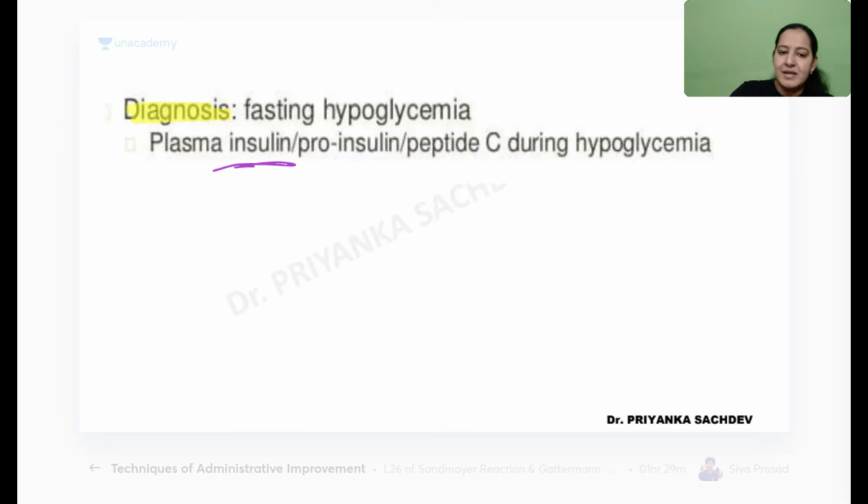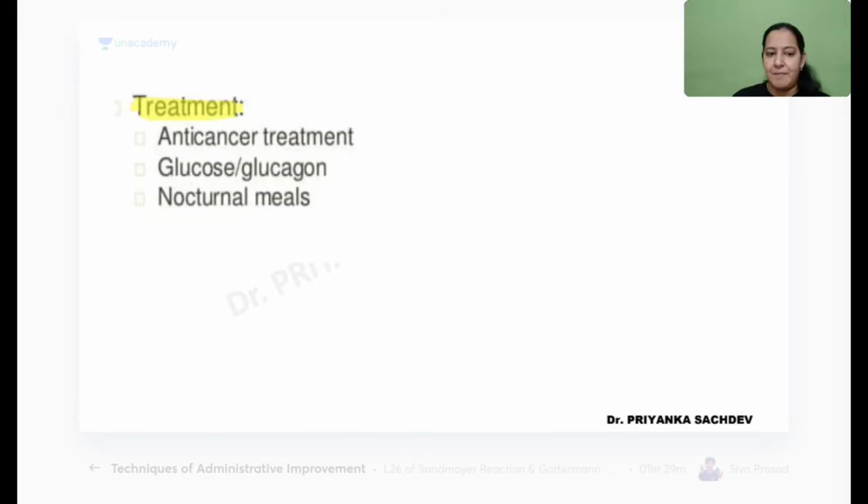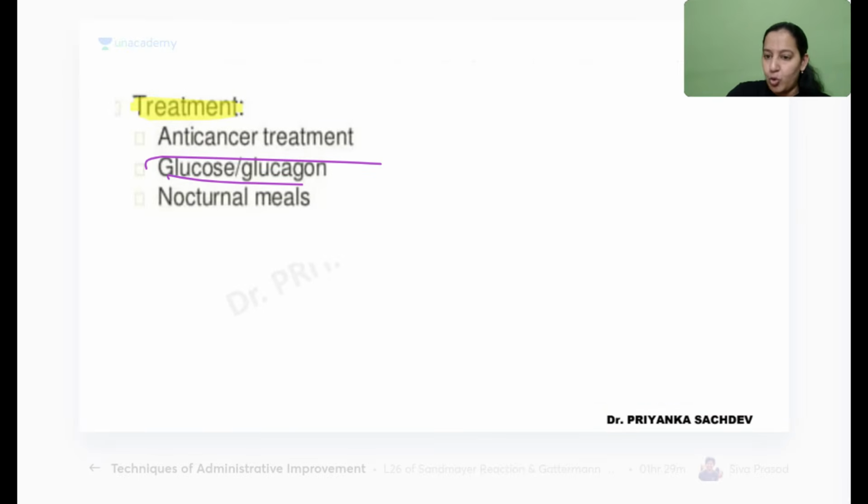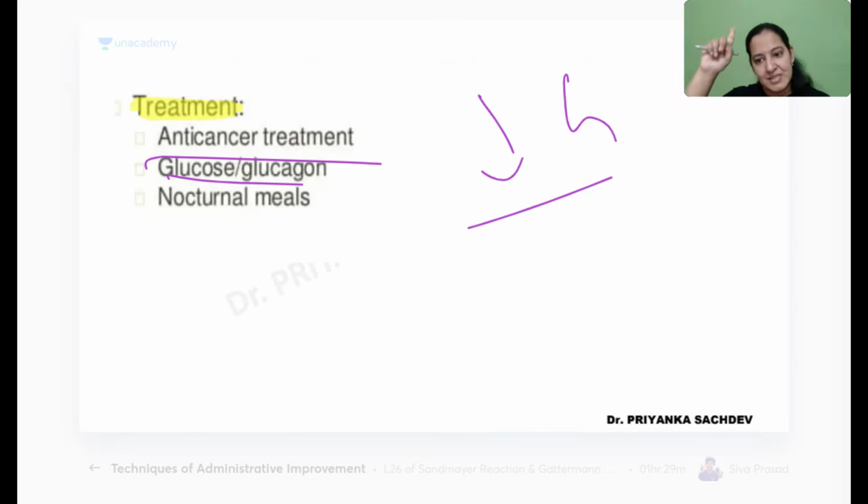Diagnosis: you do a plasma insulin or C-peptide. You know what C-peptide is. Treatment: anti-cancer drug. Treat the cause. In all of them the treatment is the same, treat the cause, treat the cancer. Don't treat the condition. If there is hypoglycemia, you can temporarily give glucose, since the glucose has decreased. But it will decrease again. However many times you give it, it will decrease, because there is a lot of insulin in the body. Where is the insulin coming from? From the tumor. Do surgery of the tumor, remove the tumor and insulin will automatically decrease, hypoglycemia will be automatically treated. Treat the cause. Treat the cause means do the surgery of the tumor, give anti-cancer drugs. Give me a thumbs up.